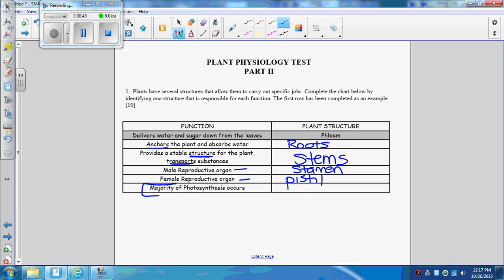Majority of photosynthesis occurs here. The leaves. If you wrote chloroplasts, it's not really accurate because it's the plant structure, and it's also "majority," because that wouldn't be true, since all photosynthesis takes place in the chloroplasts. All right, let's go to the next page.